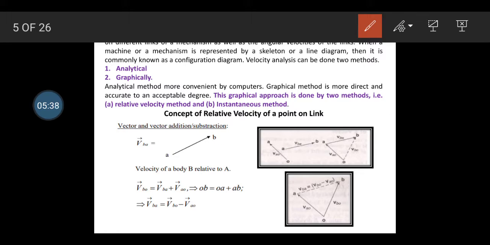If particles A and B are moving in opposite directions, then the relative velocity is obtained as the sum. That is, VBA = VA + VB, the velocity of A added to the velocity of B.